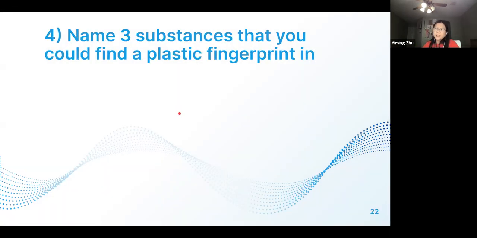So, this is the last question. Name 3 substances that you could find a plastic fingerprint in. These would be kind of like a moldable fingerprint. Also, if this doesn't make any sense to you, you can go back and watch the recording, and then go back into the presentation. So 3 substances that you could find a plastic fingerprint in would be anything moldable. In this case, I put wax, clay, and putty, because you can always mold them, right?